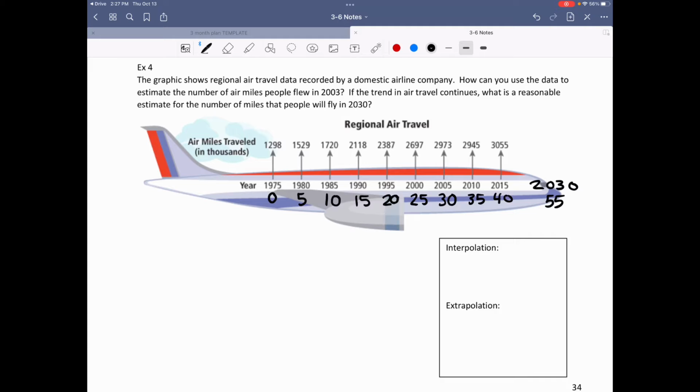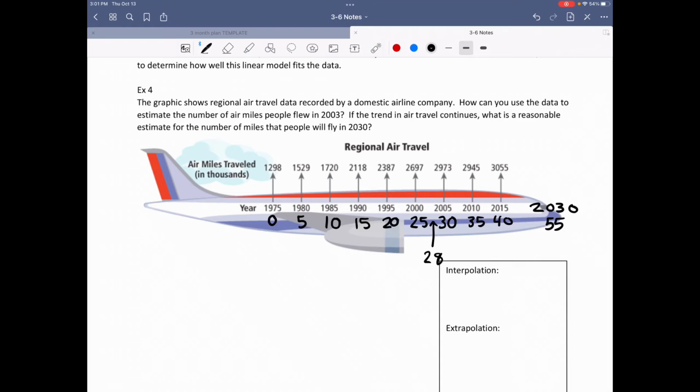And then for 2003, that would be in here. So that would be between 25 and 30. 2000 is 25, 2001 is 26, 2002 is 27, and 2003 is 28. Let's also make note that the 28 that we just figured out was for the year 2003. So this is what we're looking for, and we're looking for this year in 2030.